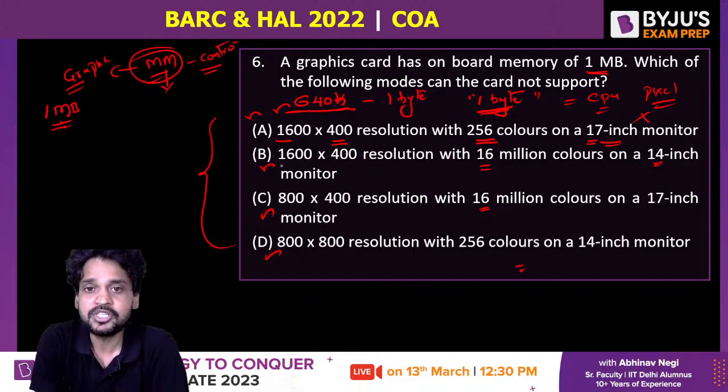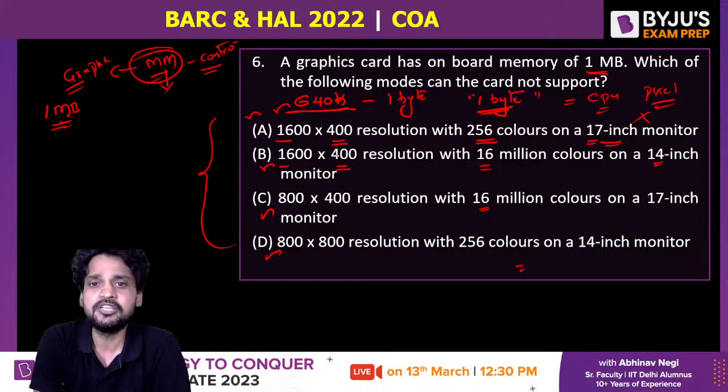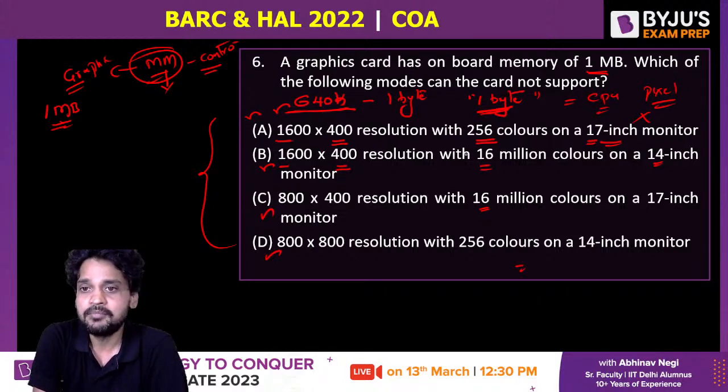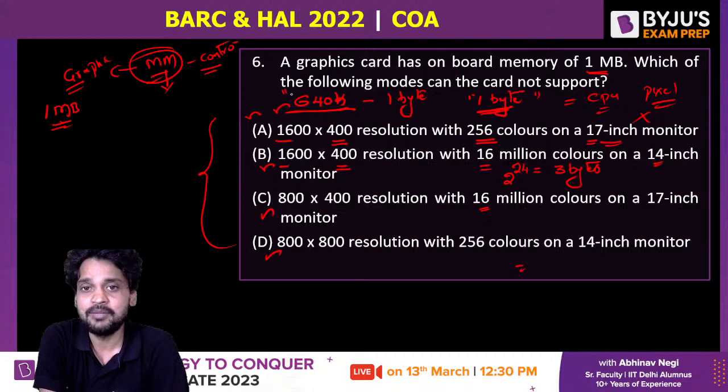Second one is 1600 by 400 resolution with 16 million colors on a 14-inch monitor. What is 16 into 4? Again the same thing, 640K will remain the same, but 16 million is 2 power 24. 2 power 24 means I require 3 bytes, right? Here the combinations will be 640K.